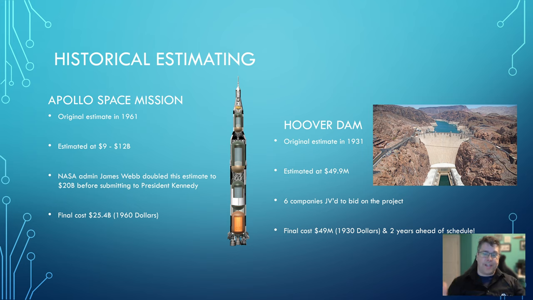Literally, as he was walking into the White House, he looked at the number and said, we have never done anything close to this. We have no idea what we don't know. And he doubled the number. And he put it down in front of Kennedy and said, it's going to take $20 billion. And keep in mind, this is 1960s dollars. $20 billion, and this is what we're going to do.